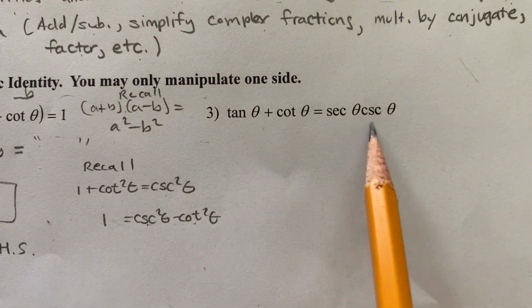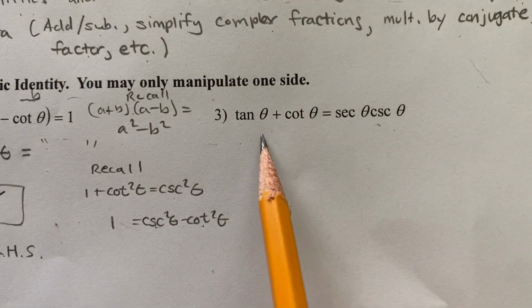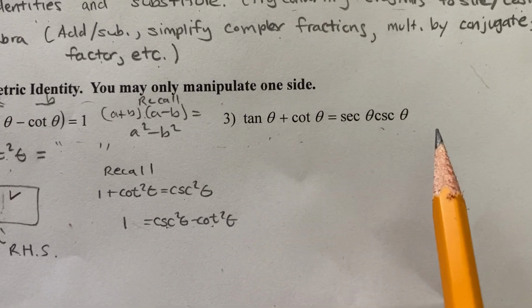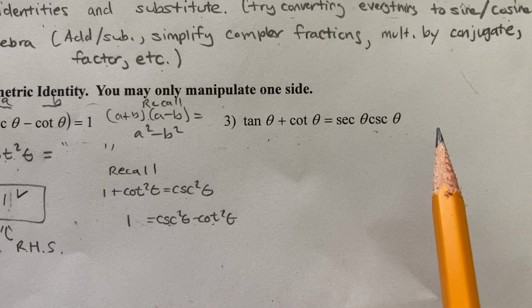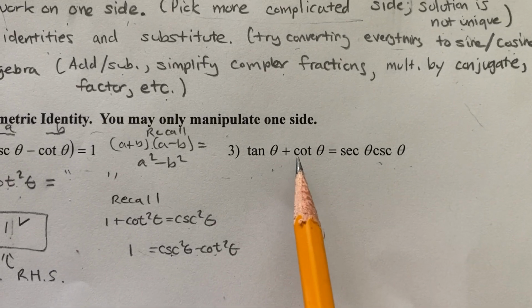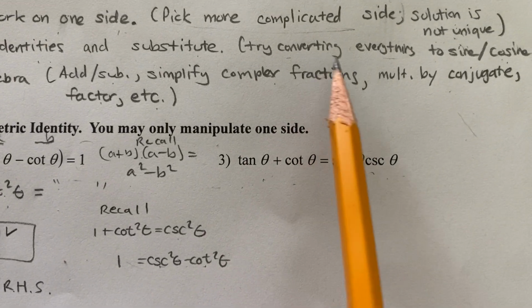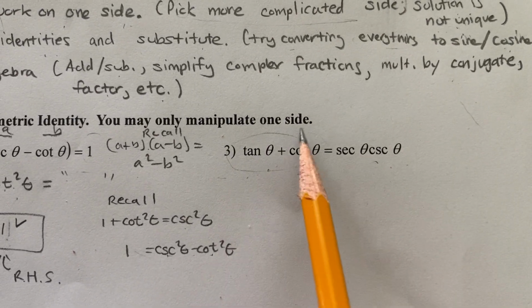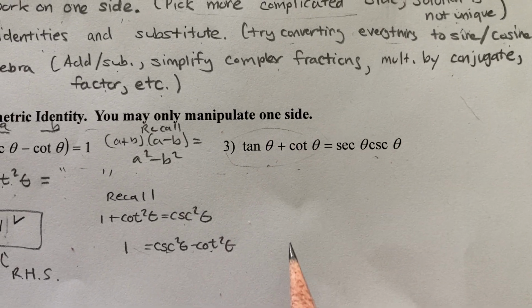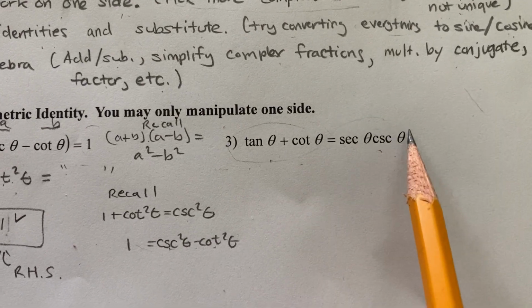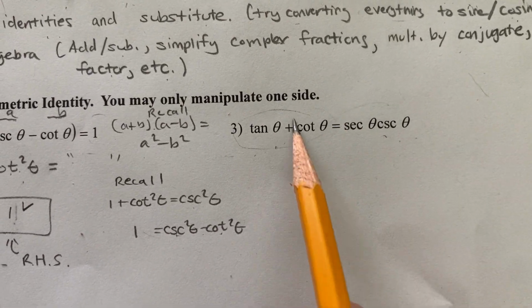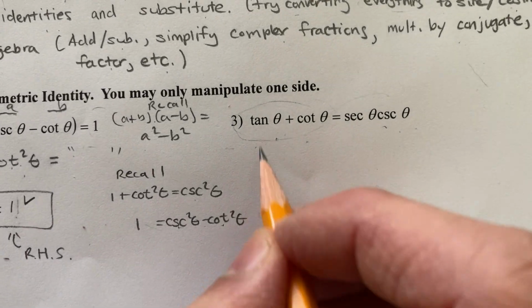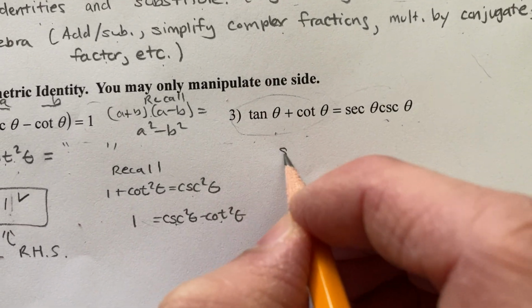Okay, moving on to the next one right here. Again, this one looks like either side could be more complicated than the other, or not either side is more complicated than the other, I should say. And so, as I mentioned here above, right, sometimes it's helpful to convert everything to sine and cosine. And I'm only going to manipulate the left-hand side throughout the whole process, okay? Can I do the right-hand side? Yes, you can, but I think the left-hand side might be a little bit easier, okay? All right, so tangent theta we know is sine over cosine.